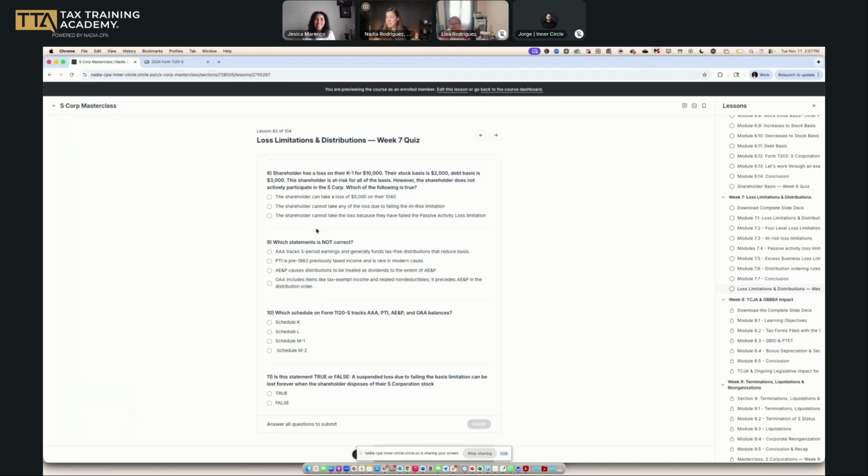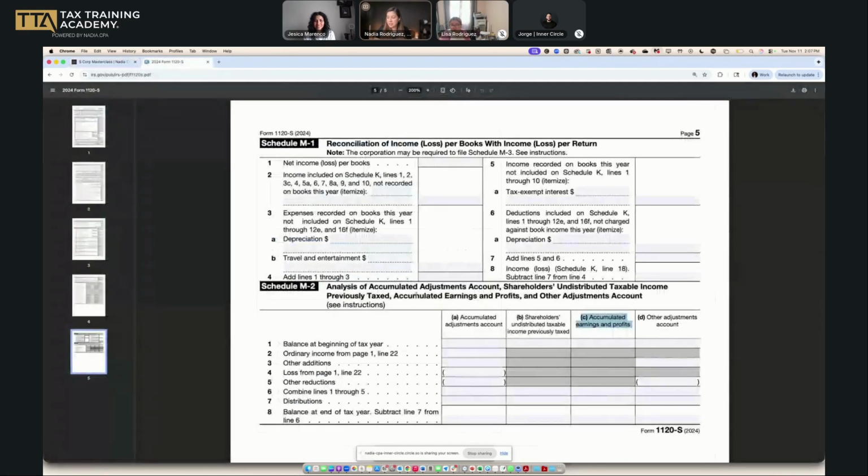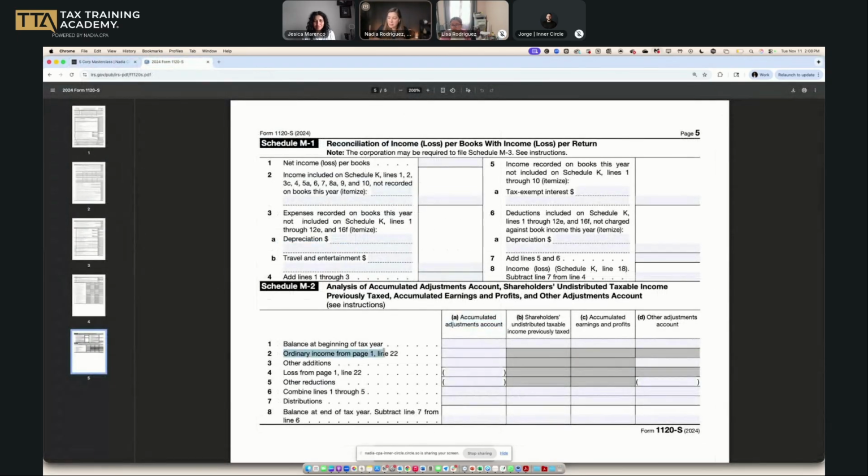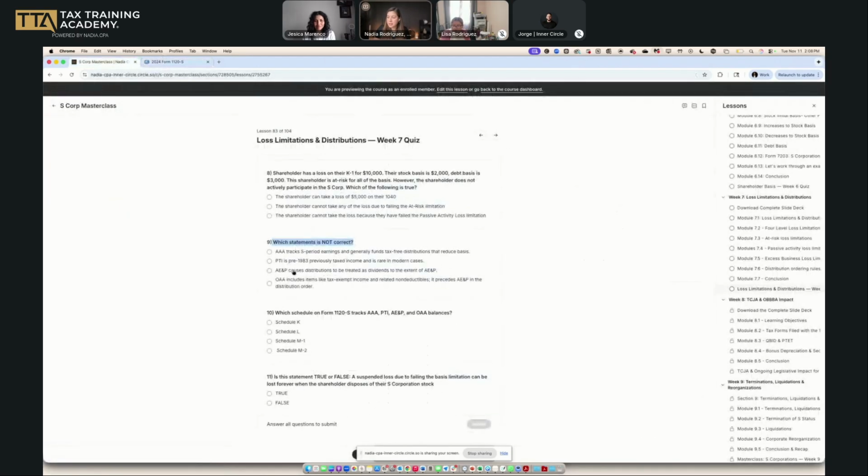Okay. I know Marty said number 9 says which statement is not correct. So the AAA account, which is that first column here, AAA for short. So the AAA account tracks S corporation period earnings and generally funds tax-free distributions to reduce basis. That is correct, right? Because all the activity from the S corp is going to be coming in here, and distributions are going to come out of here first. So yes, the AAA account is right.